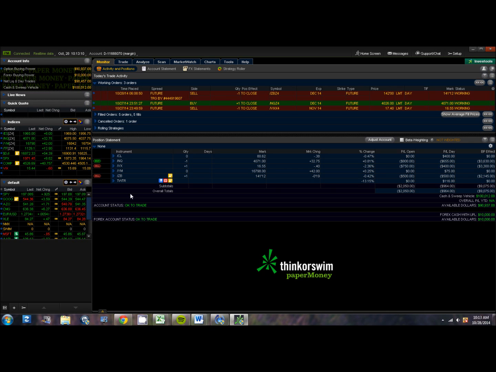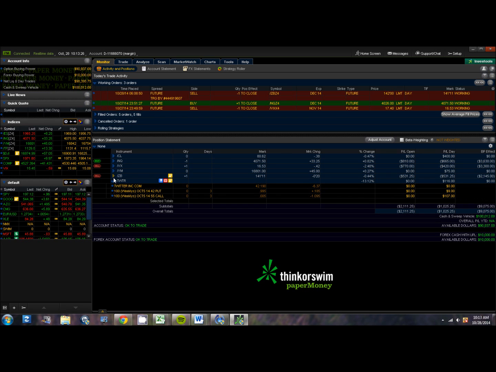But I did want to recap. As we talked about yesterday, I did a strangle in Twitter because Twitter had earnings yesterday. And I went ahead and closed that guy out this morning. And so I'll show you guys the recap of that real quick. So here's my Twitter position. If you notice, if I click the blue arrow, it says that my quantity is 0.